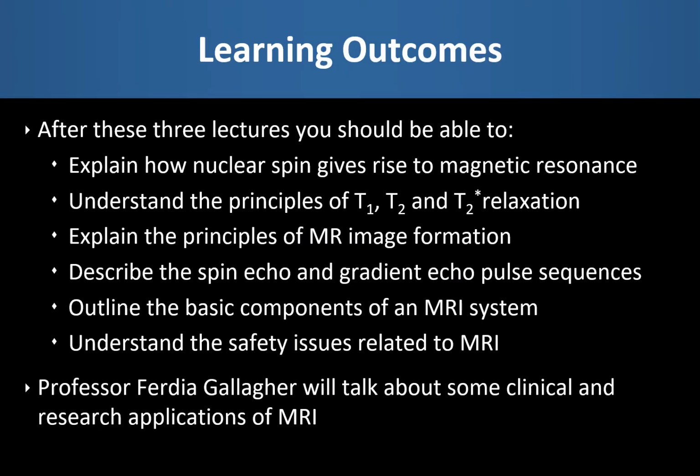The learning outcomes for this series of 3 lectures on MR physics are shown in the slide. After lecture 1, you should be able to explain how nuclear spin gives rise to magnetic resonance and understand the principles of T1, T2 and T2 star relaxation. After lecture 2, you should be able to explain the principles of MR image formation and describe the spin echo and gradient echo pulse sequences. And after lecture 3, you should be able to outline the basic components of an MRI system and also understand the safety issues related to MRI.